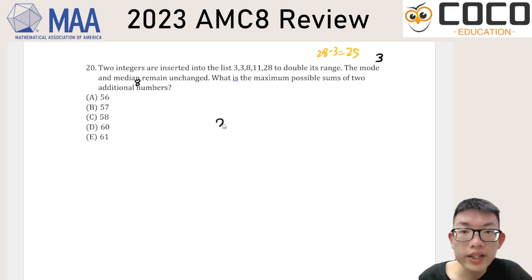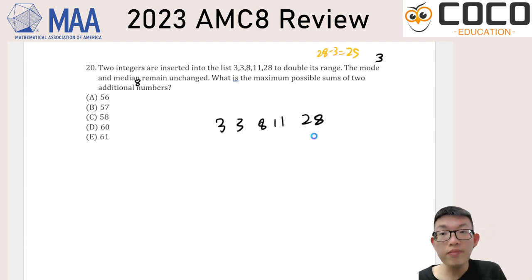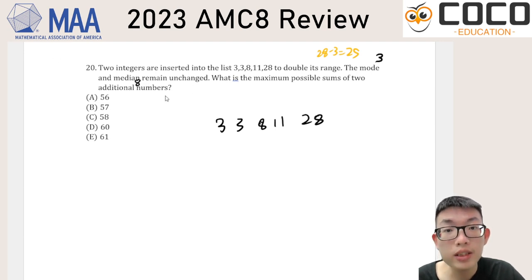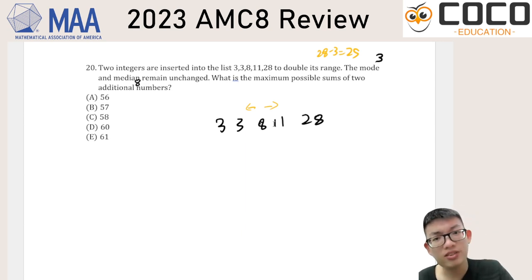So my 3, 3, 8, 11, 28, what's going to happen is that I'm going to have to put numbers in to expand out the range. But one of them should go to the left of 8 and one of them should go to the right of 8, so that's still the median. And I should be careful of repeating any numbers, just to make sure that 3 is still the mode.